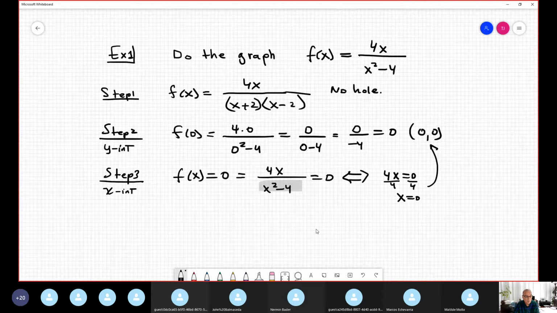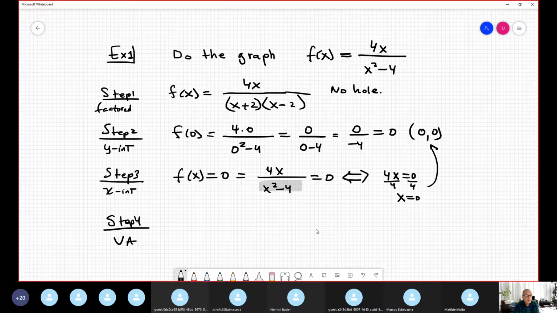What is step 4? It's the vertical asymptotes. Step 1 was factor 4. Step 4 is the vertical asymptotes. And how do you find the vertical asymptotes? Well, you take the polynomial in the bottom, this one, or this one, either way, and you force it to be 0. So Q of x equals 0. It's equivalent to saying x squared minus 4 equals 0.